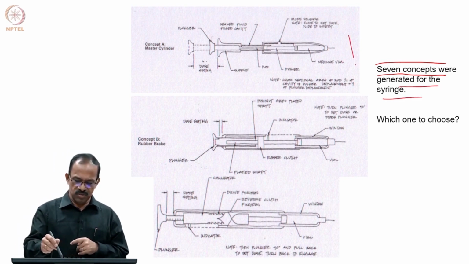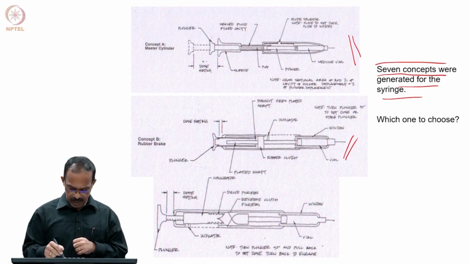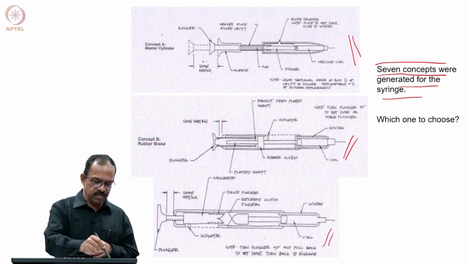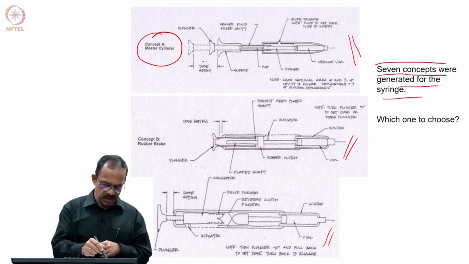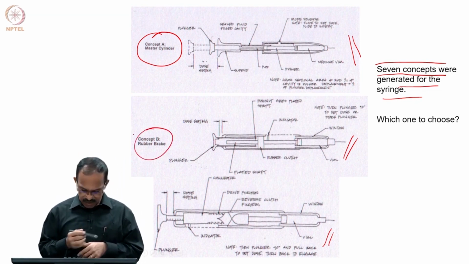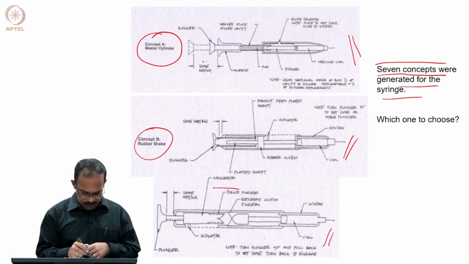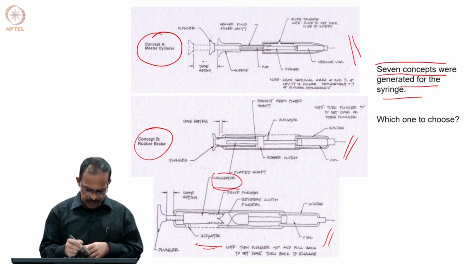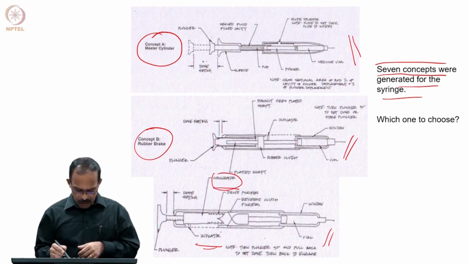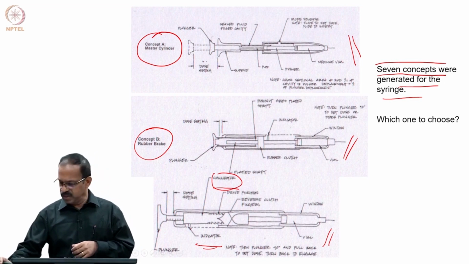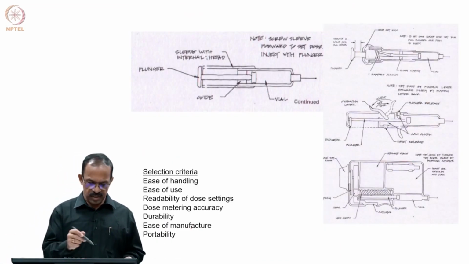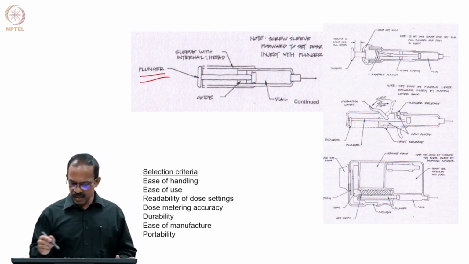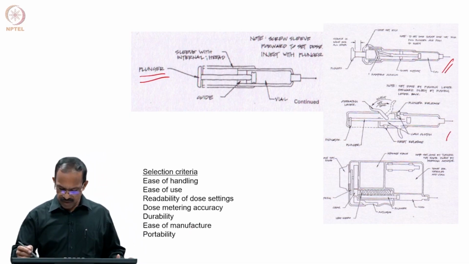You can see each one is shown here, taken from the textbook. Concept A is a master cylinder type, concept B is a rubber brake model, and this is concept C, which has a kind of dose setting here, a connector here and an indicator. Then you have concept D with the plunger here, and then this is E, F, and G.